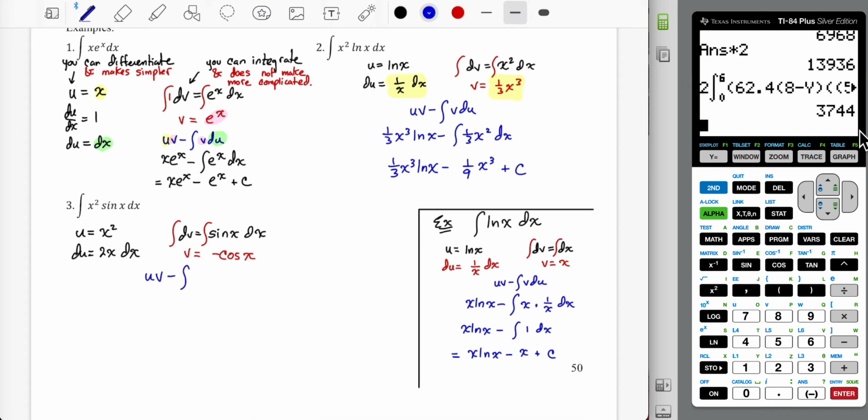uv minus the integral of v du. So negative x squared cosine x minus the integral of v du. So we have a negative that's built into the formula and then a negative that's in my v, so those two negatives will make a positive. v du is going to be 2x cosine x dx.